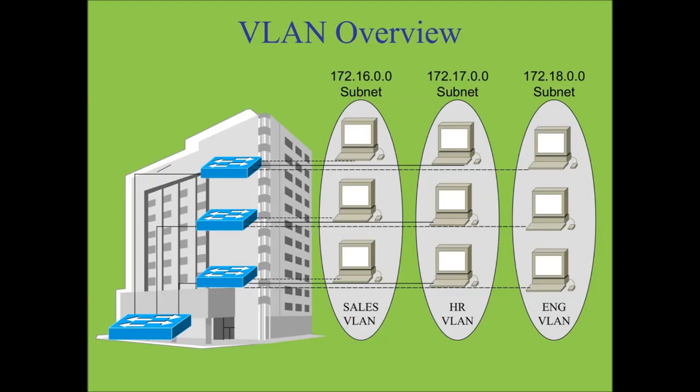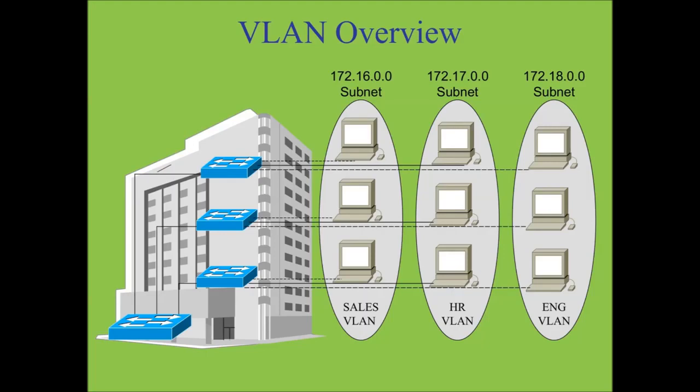You can see there are three departments: sales department, HR department, and engineering department. The sales department has its own sales virtual LAN, the HR department its own HR VLAN, and the engineering department its own engineering VLAN. And you can see the addressing scheme or subnetting for each department: 172.16.0.0 for the sales VLAN, 172.17.0.0 subnet for the HR VLAN, as well as 172.18.0.0 subnet for the engineering VLAN.